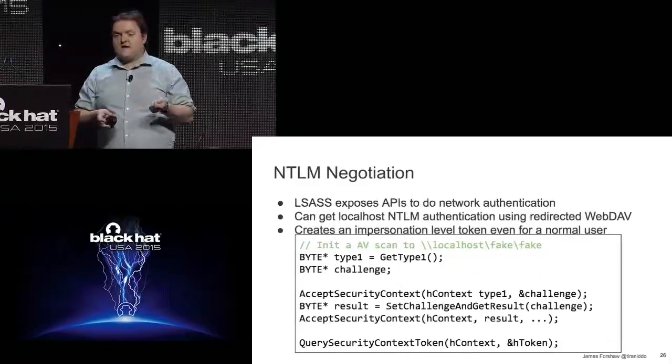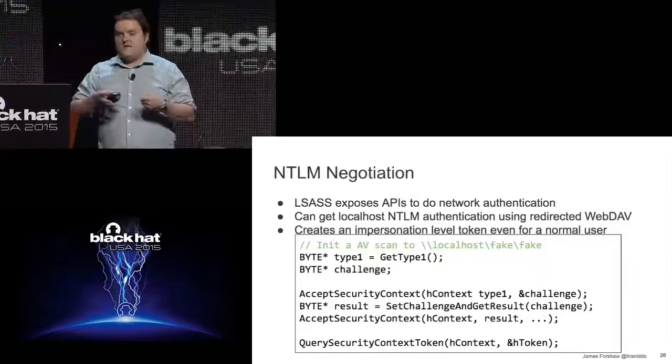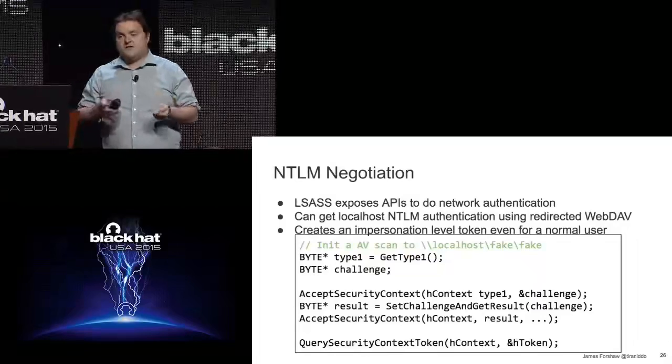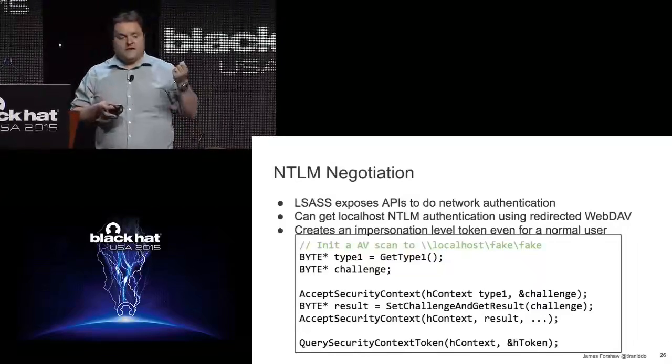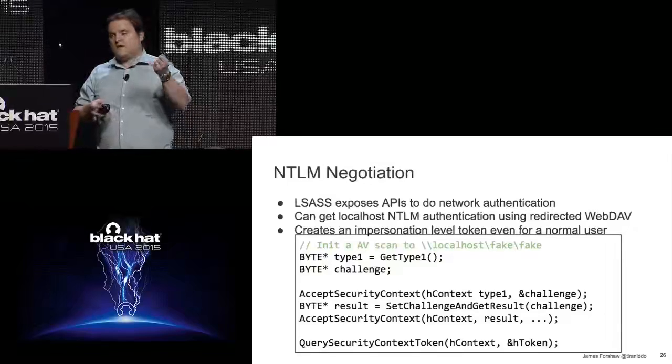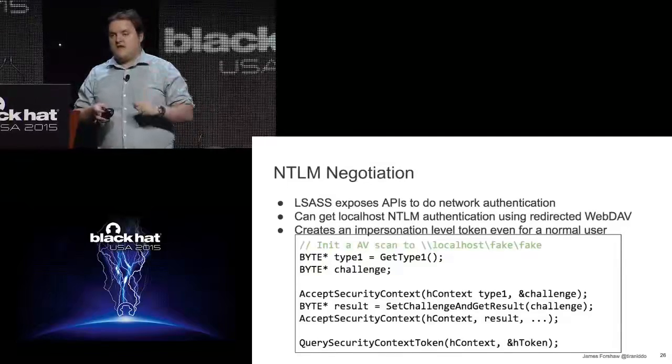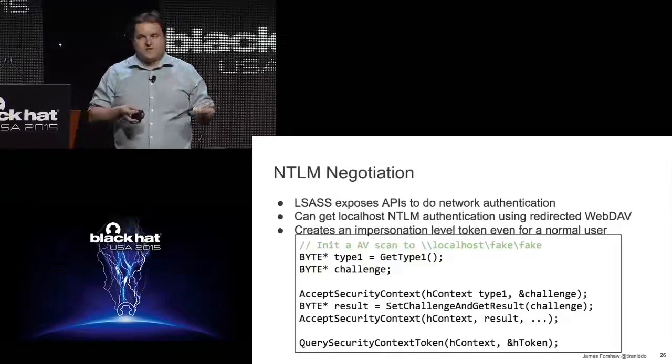Another interesting one is NTLM negotiation. NTLM has system calls on the machine to negotiate an impersonation token. If you can get a local service to negotiate, say, WebDAV to you, you can then do NTLM, and you can get a local system token that way.